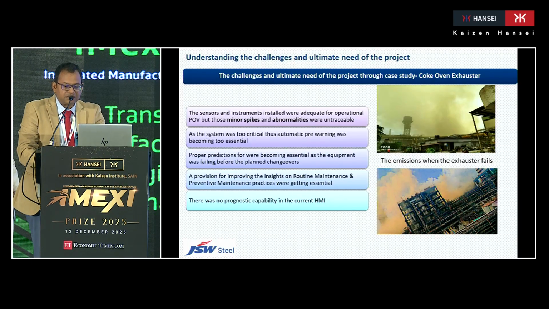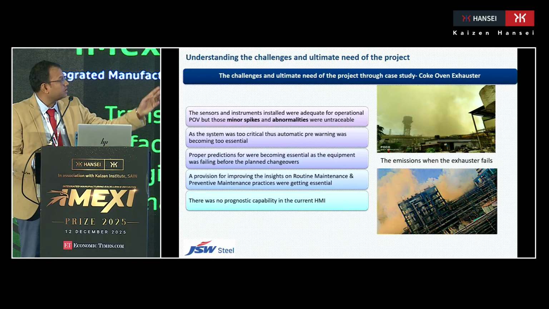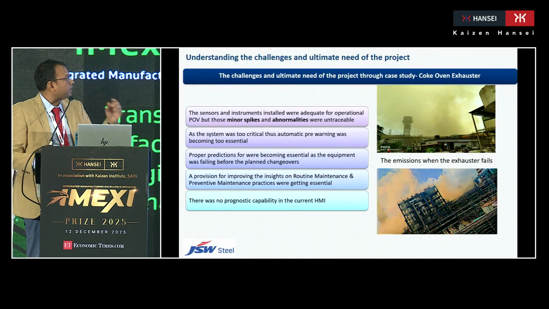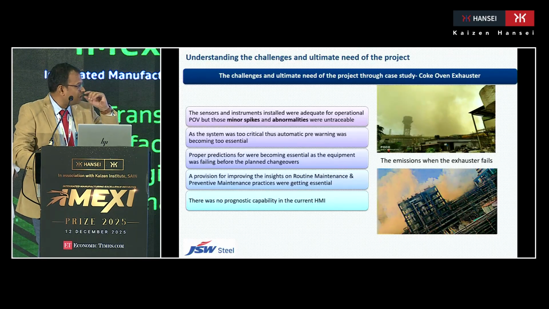The existing sensors installed in the equipment are insufficient for tracking minor spikes and abnormalities. Automatic pre-warning and accurate prediction systems are not available, though it is very critical in nature, as the failure of this equipment can be severe. Here you can see in the picture where the failure of the equipment dissipates the gas into the environment.